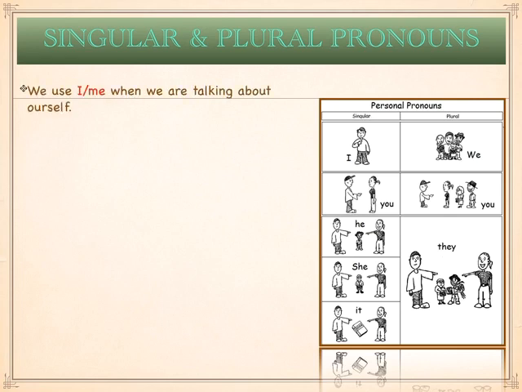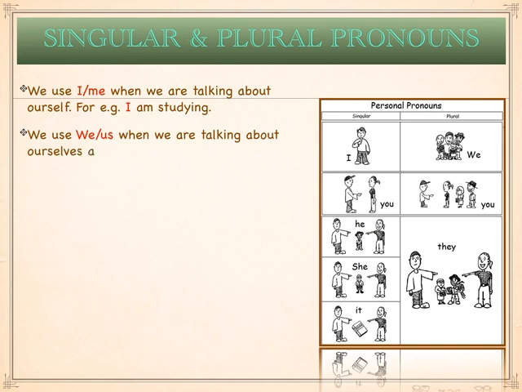We use I or me when we are talking about ourselves. That means we are the first person. For example, I am studying or John helped me. We use we or us when we are talking about ourselves along with others. It means that the person who is talking is included with other persons. For example, we went home.